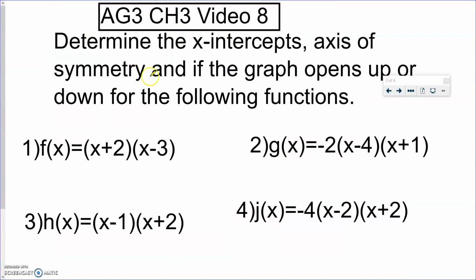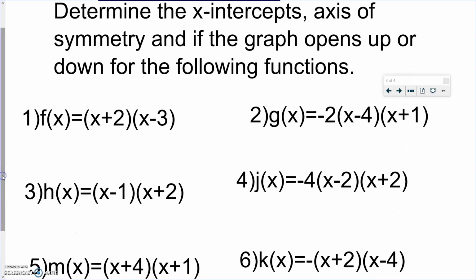Come find the assignment. It's labeled AG3 Chapter 3 Video 8. We have 6 problems that we're working on. In these problems, I want you to determine the x-intercepts, the axis of symmetry, and whether the graph opens down or up for the following functions. You have 6 functions to look at.